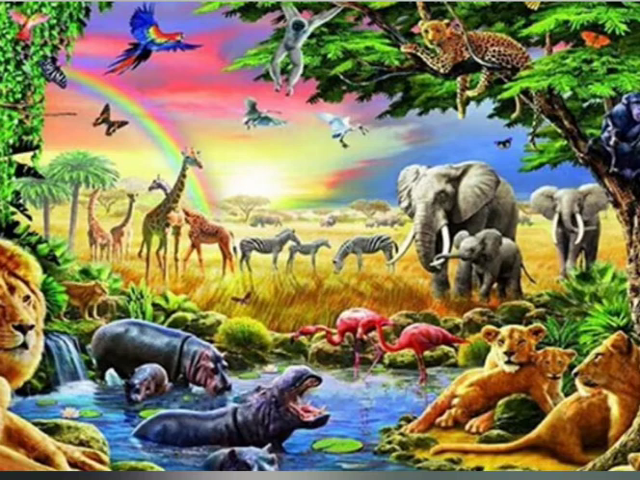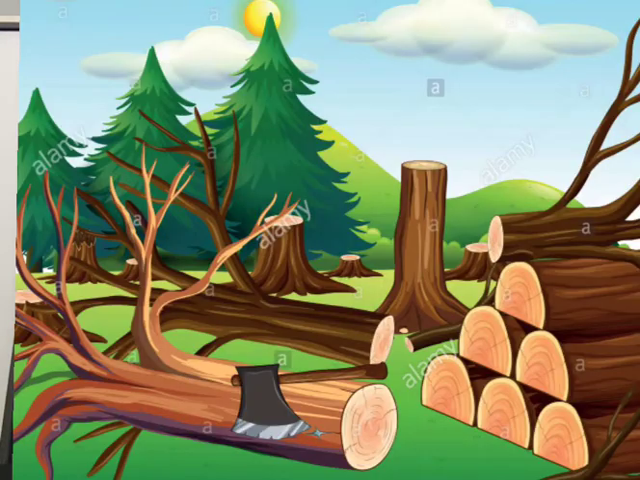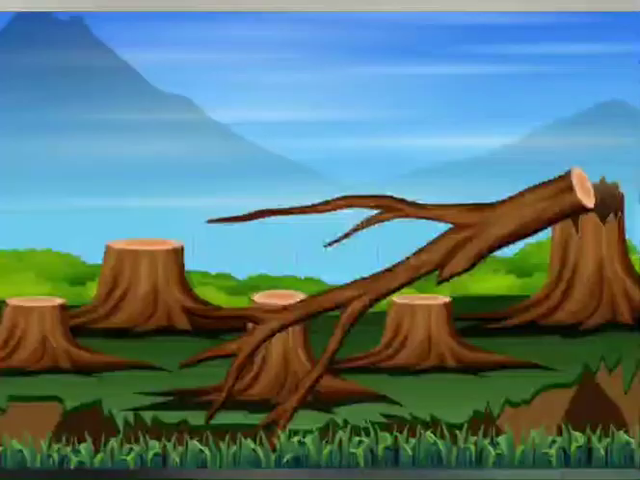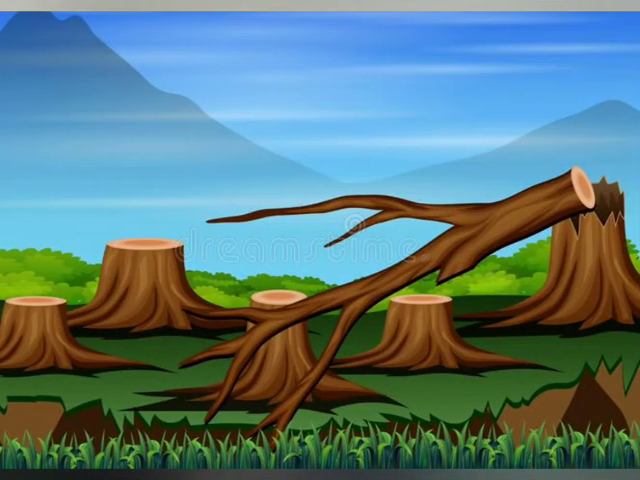Nowadays, in the name of modernization, people are cutting trees to fulfill their needs. If we go on cutting the trees, there will be no proper rainfall. So, we have to stop cutting trees. Instead, we can plant varieties of trees to maintain good environment.